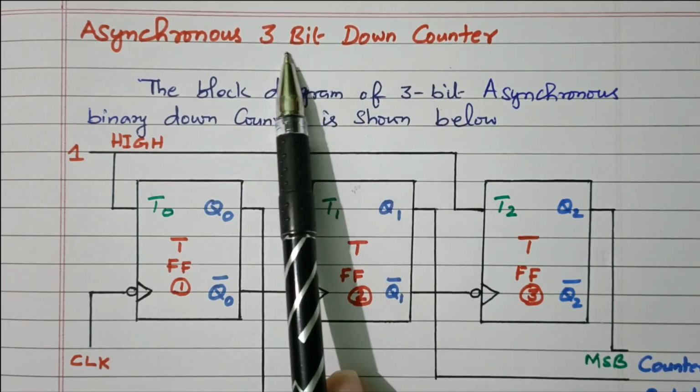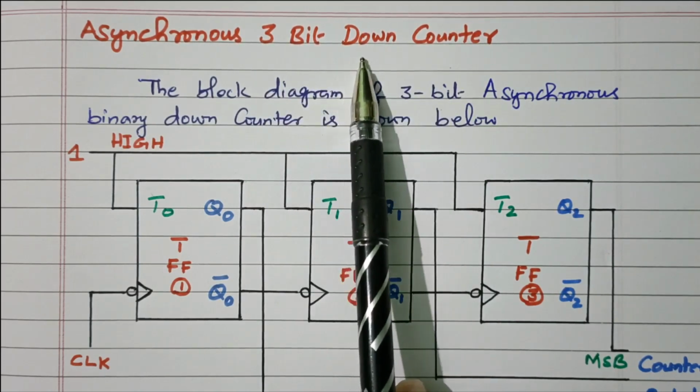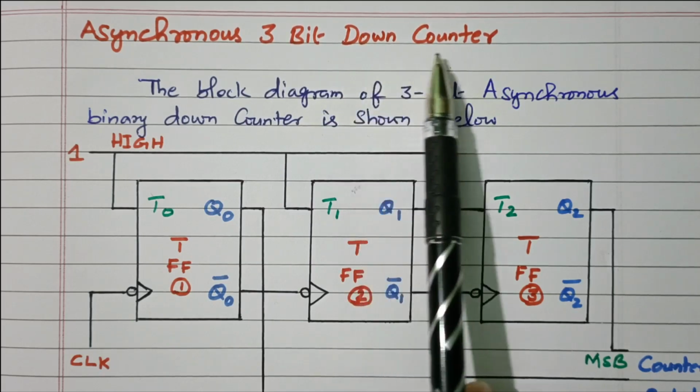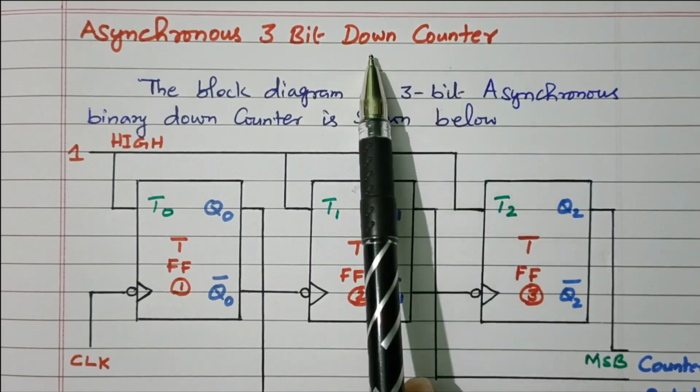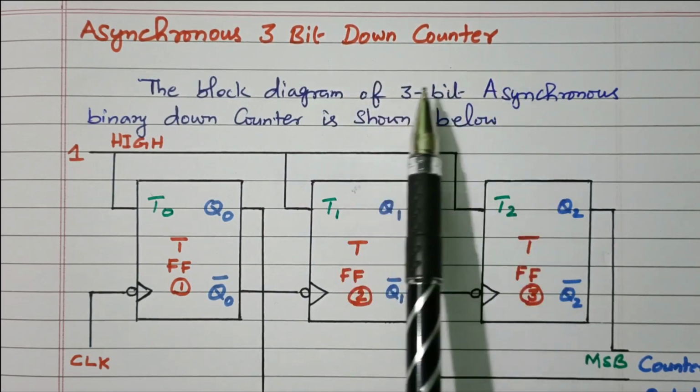For a 3-bit counter, 2 to the power 3, there will be 8 combinations, that is 000 up to 111. But here it is a down counter, so it will count from 111 to 000.